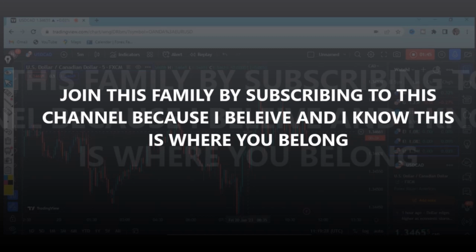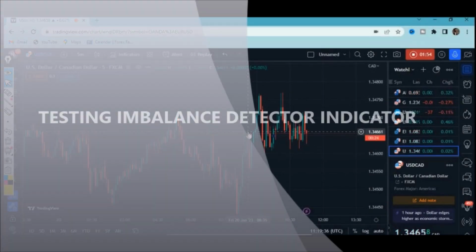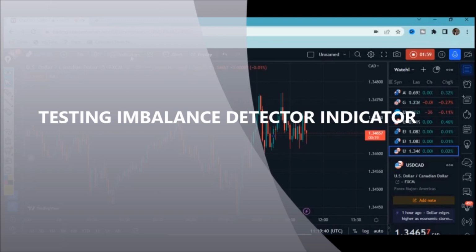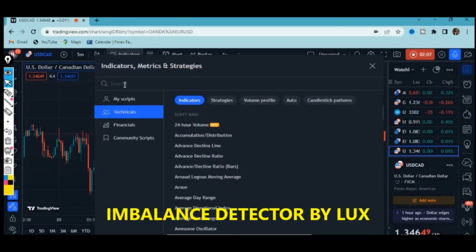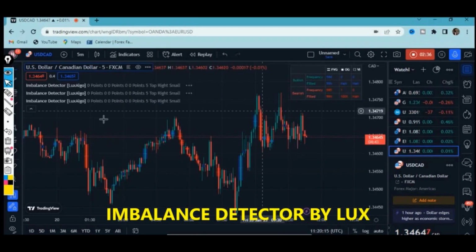So guys, without further ado, I really want us to add the indicator right away. I'm using the 5-minute time frame. The indicator is free. The only thing you really need right here is a TradingView account. So guys, click on the indicators tab right here. Once you click on it, you're just going to type imbalance detector by Lux. Click on it, and that is how it appears right on your chart.